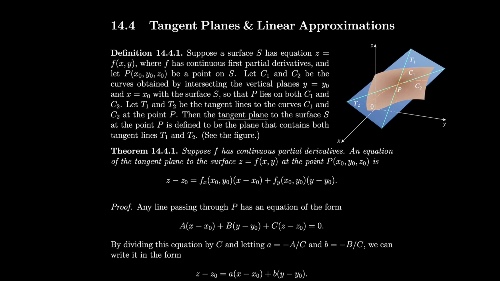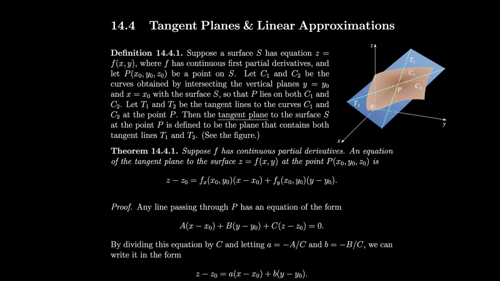Then, if C1 and C2 are the curves obtained by intersecting the vertical planes y equals a constant, y0, and x equals a constant, x0, with the surface S, so that P lies on both C1 and C2, and T1 and T2 are the tangent lines to those curves, then the tangent plane to the surface S at the point P is defined to be the plane that contains both of those tangent lines.